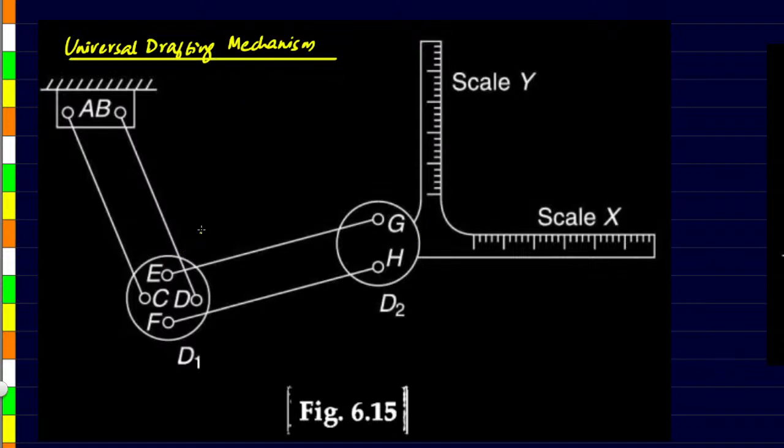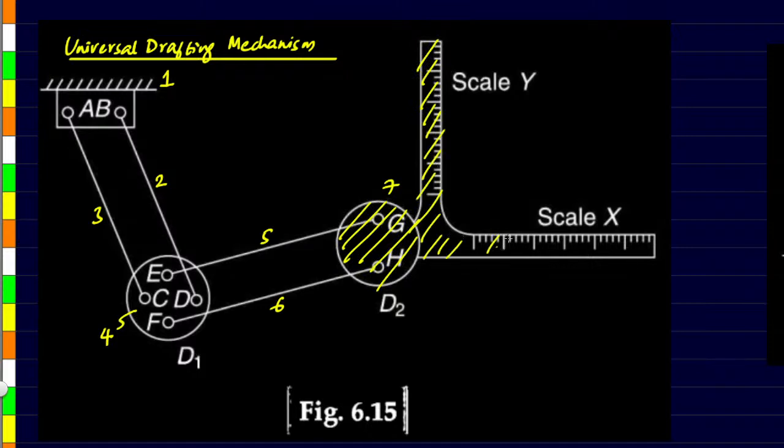Now, how many links are there? So one is the frame. Then two is the straight link. Three is the straight link. Or is this circular shaped plate? So that plate is again connected with link 5 and 6. That is connected with the link 7. So the seventh link includes the plate and the scale. Everything is included in this link number 7. That's how we need to count.